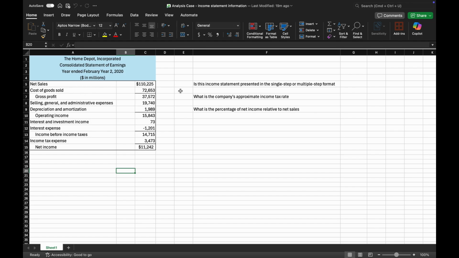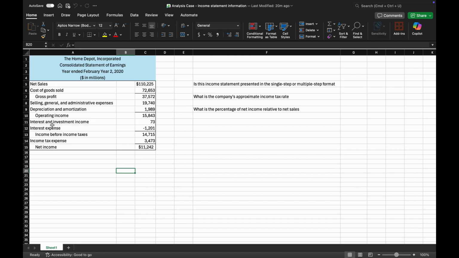So net sales, you have $110,225 million. Cost of goods sold at $72,653 million. Gross profit at $37,572. Selling, general, and administrative expenses at $19,740 million. Depreciation and amortization at $1,989 million. Operating income at $15,843 million.